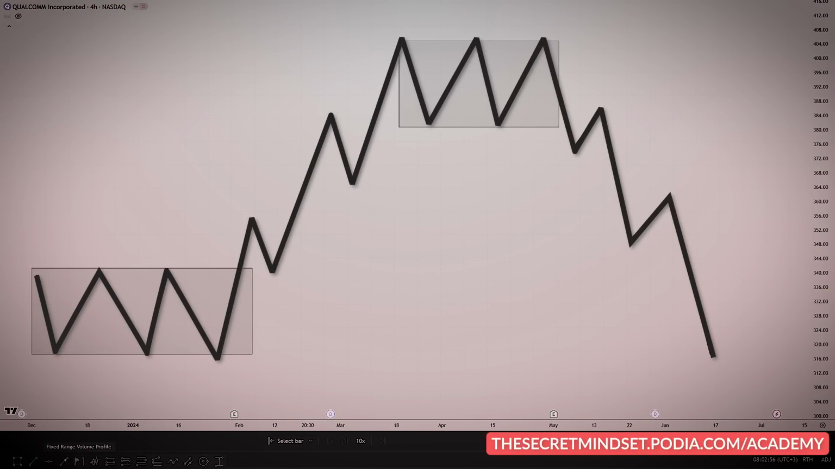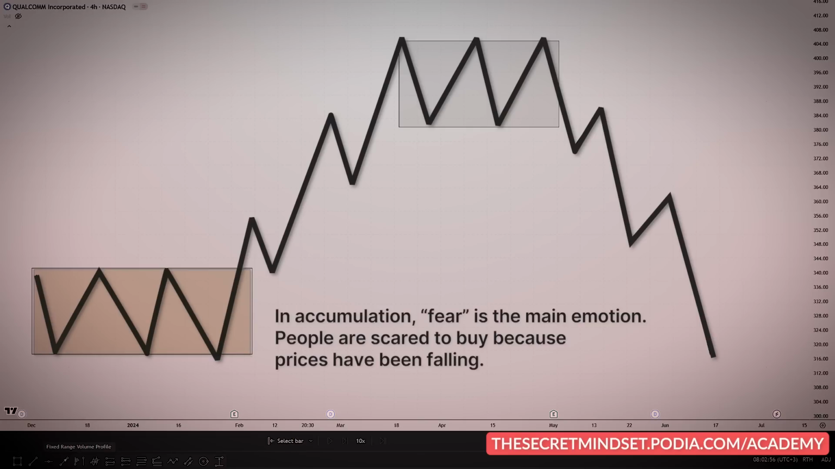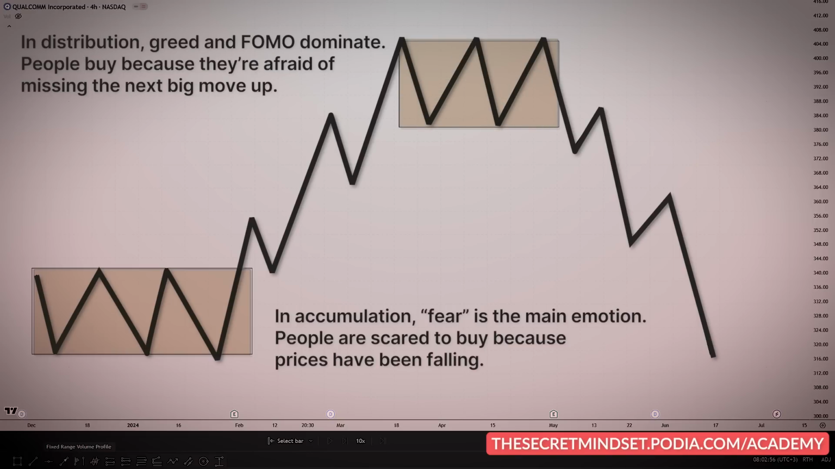And one more thing to remember: emotions play a big role in these cycles. In accumulation, fear is the main emotion. People are scared to buy because prices have been falling. In distribution, it's often greed and fear of missing out. People buy because they're afraid of missing the next big move up.